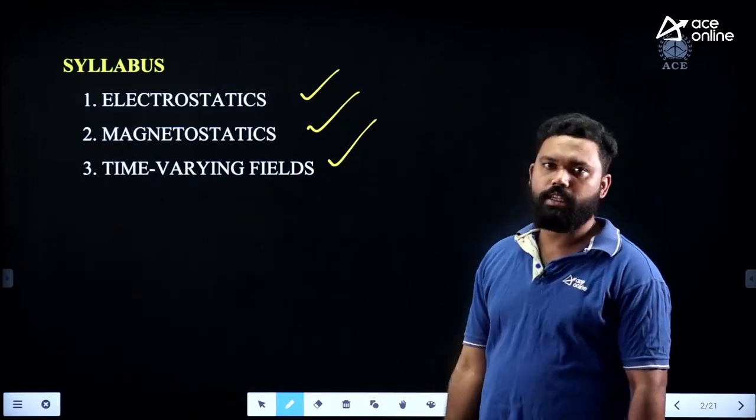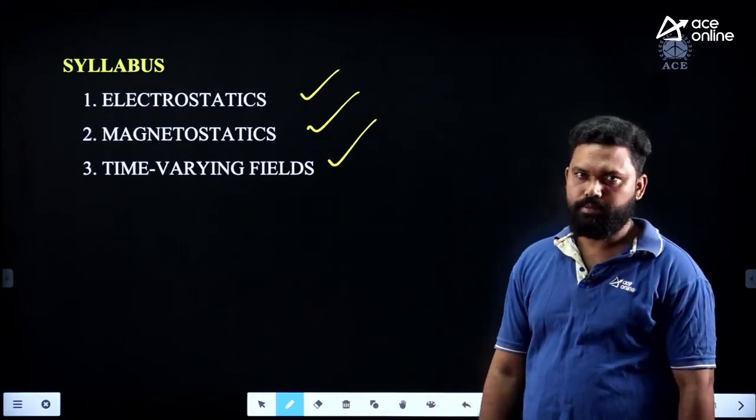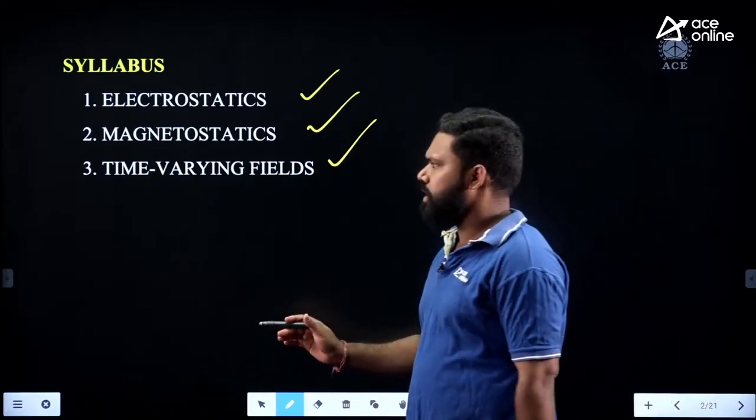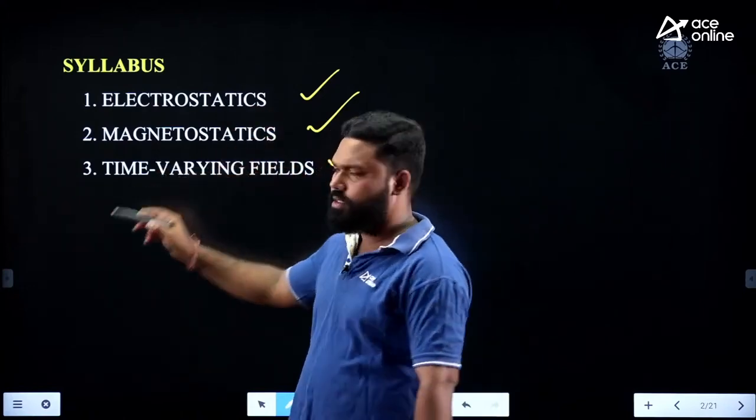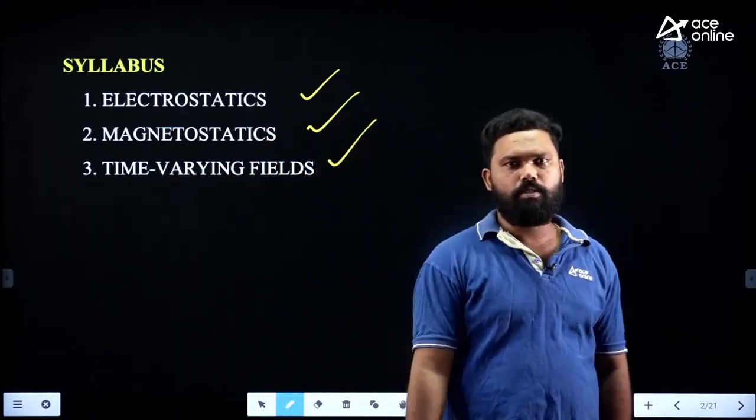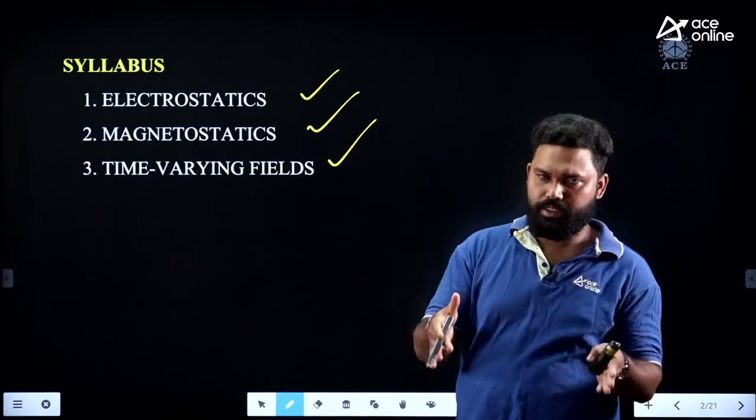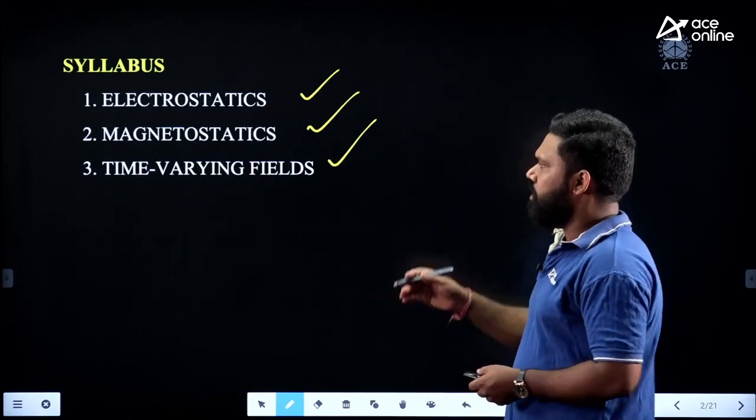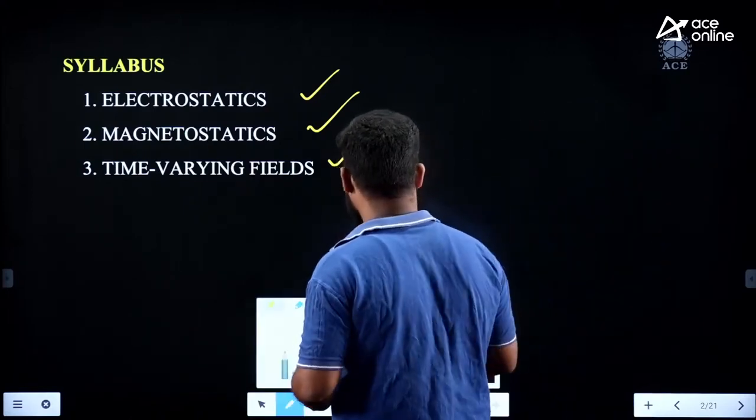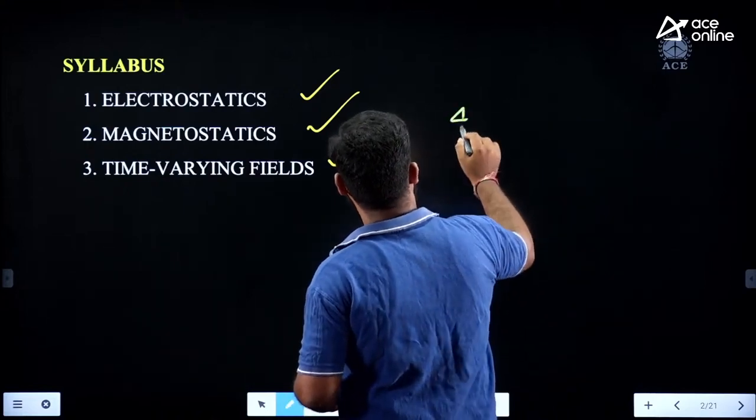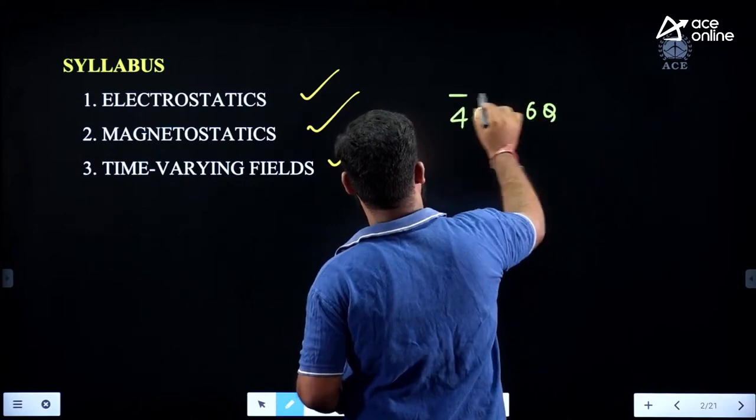In the time varying fields, especially we will be focusing on Faraday's law. From the time varying fields, we have only one topic, Faraday's law. Anyhow, that Faraday's law will be covered in your machines. Now, the weightage given for this subject for SSC JE is a minimum of 4 to a maximum of 6 questions, as noticed in your previous papers.